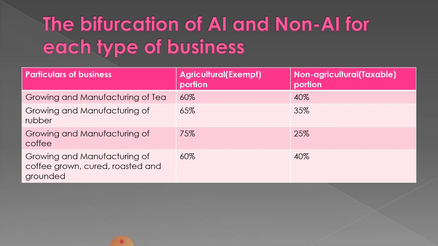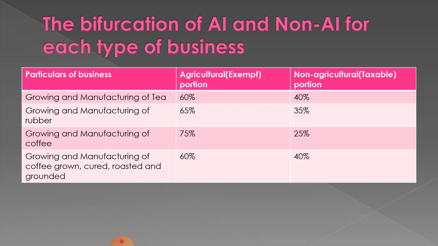Here we discussed what is agricultural income and conditions to be satisfied to consider the income as agricultural income, examples for agricultural income, examples for non-agricultural income and kinds of agricultural income, and the bifurcation of agricultural income and non-agricultural income for each type of business. This is an important concept which may come for 6 marks or 12 marks as a theory question. So, you have to read this concept thoroughly. Thank you, students. Let us meet in the next session.